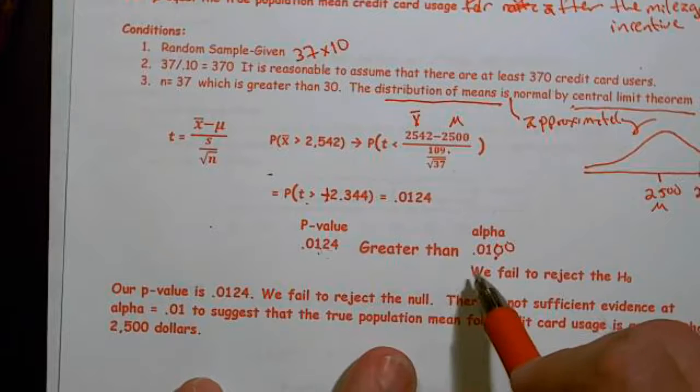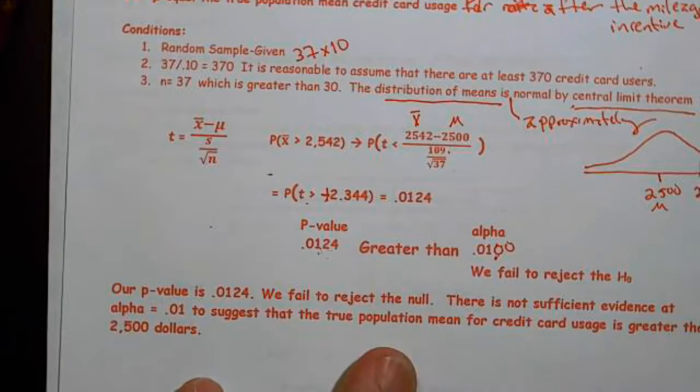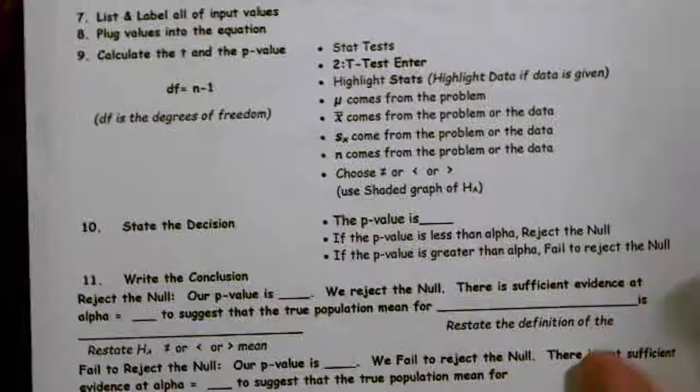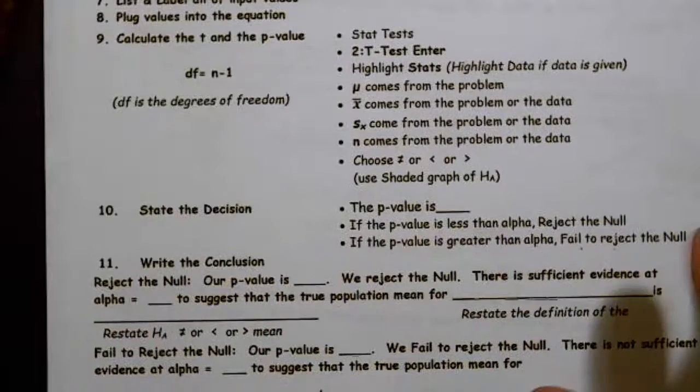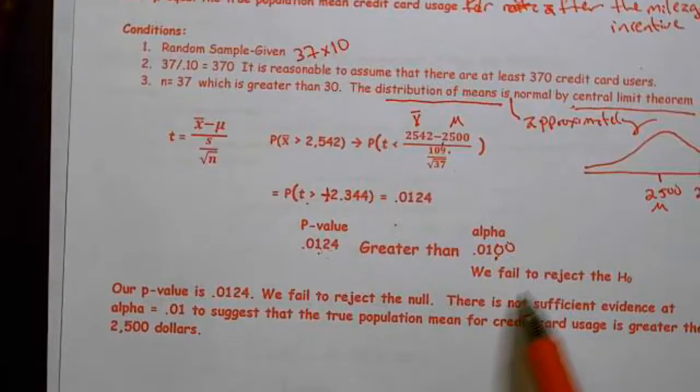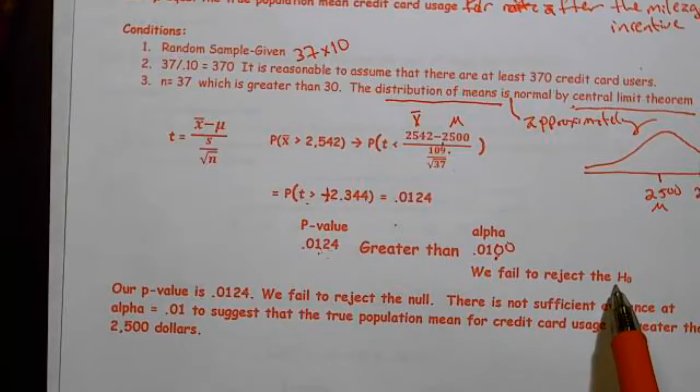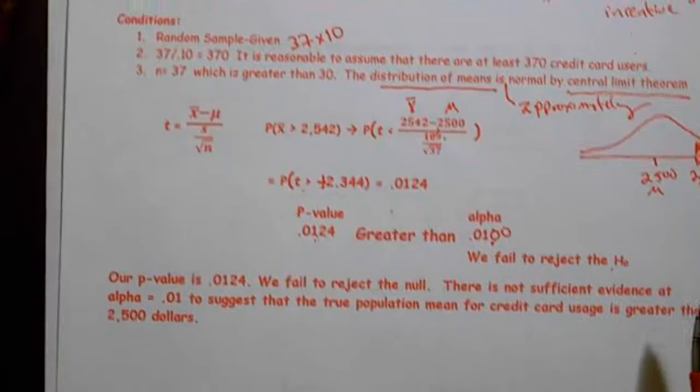Because it's greater, what do we do? This is what it says on the recipe: if the p-value is greater than alpha, we fail to reject the null. So we're going to make that statement: we fail to reject the H0, or we fail to reject the null.